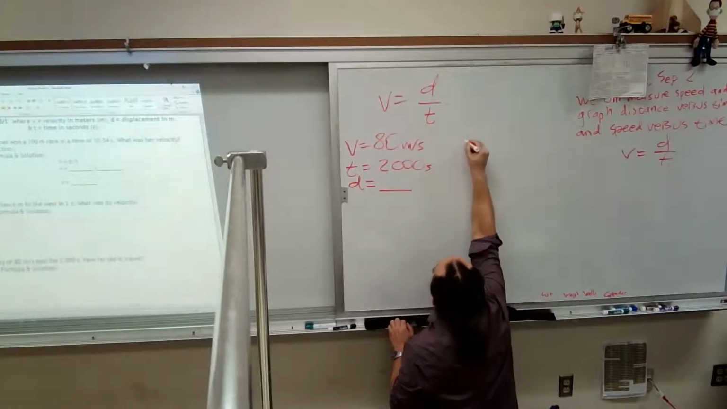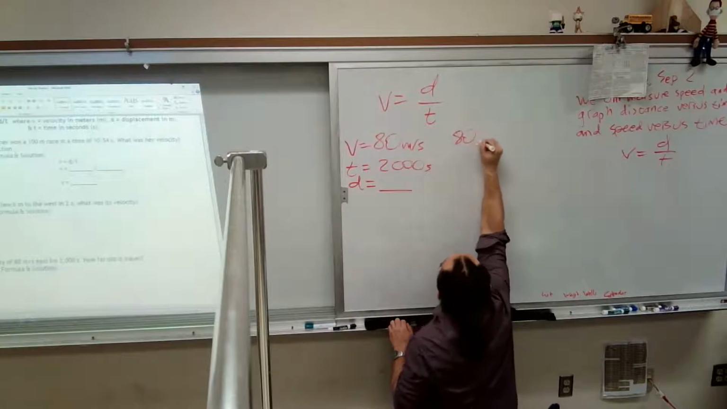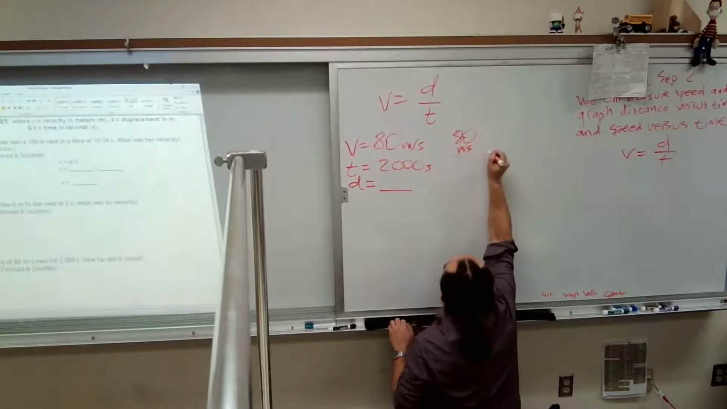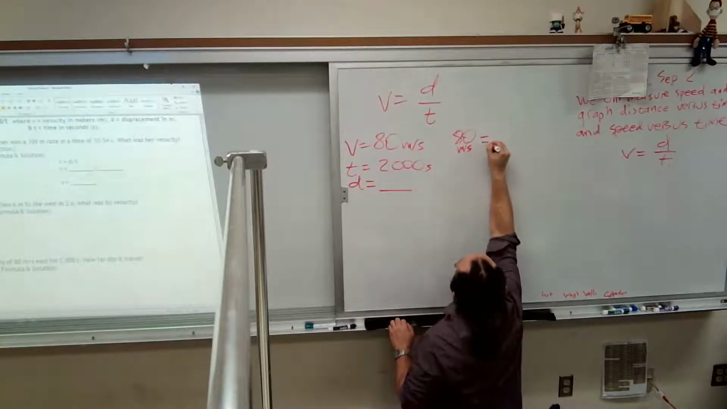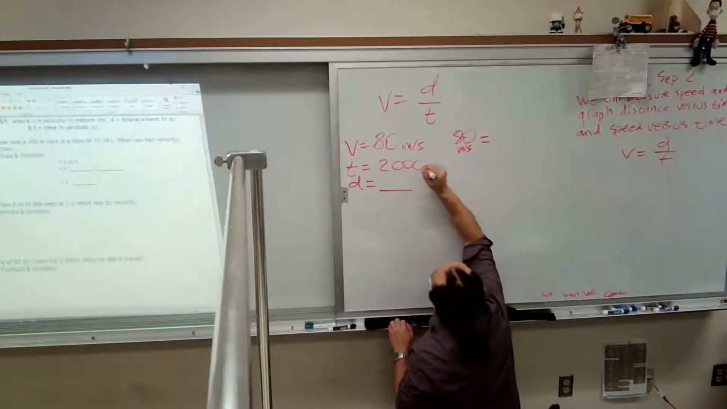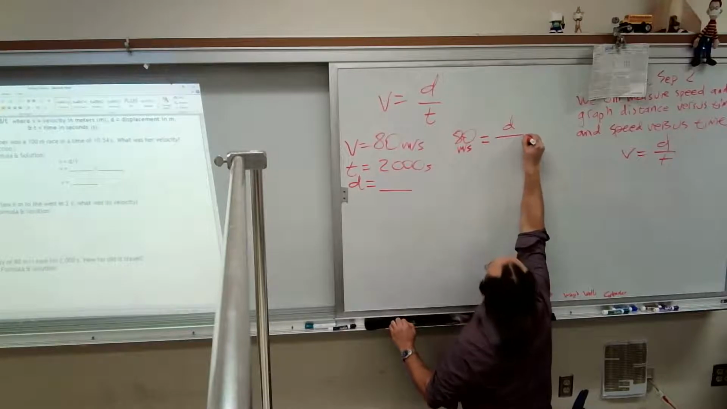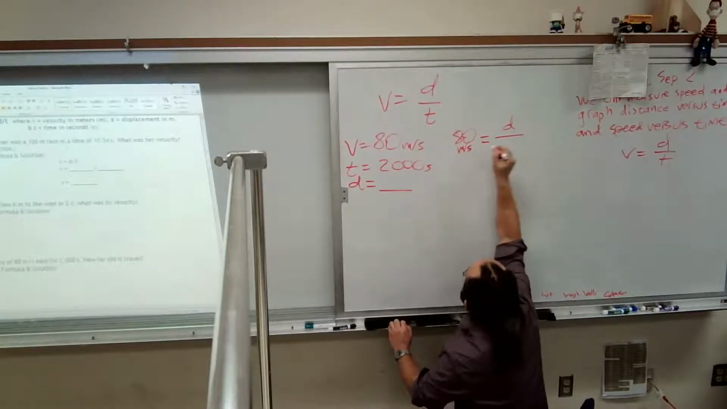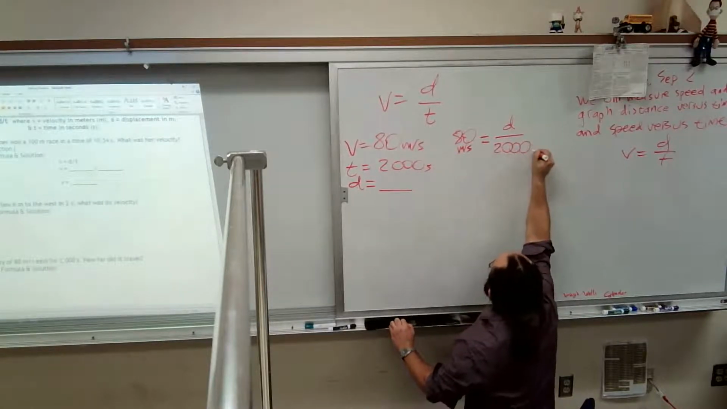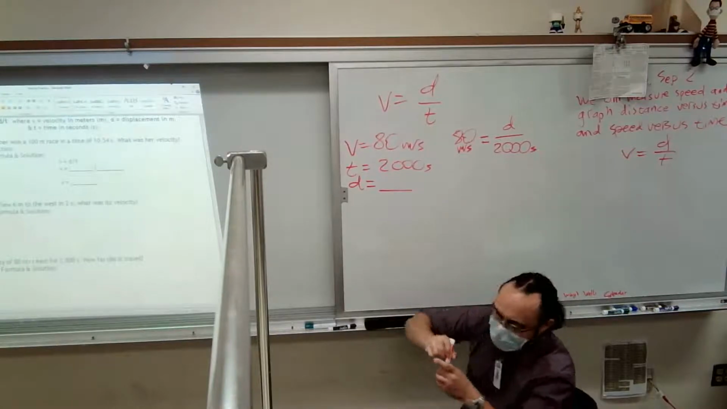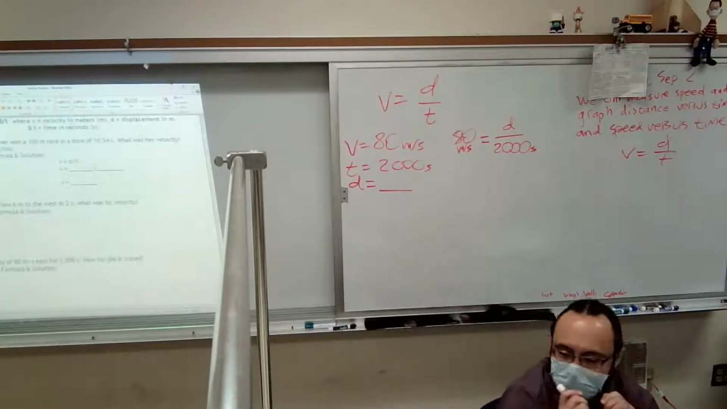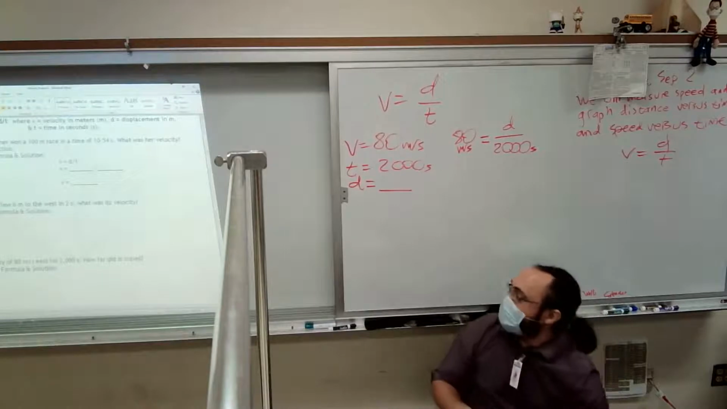So my velocity is 80 meters per second equals, my distance is, we don't know. So I just write distance. And my time is 2,000 seconds.